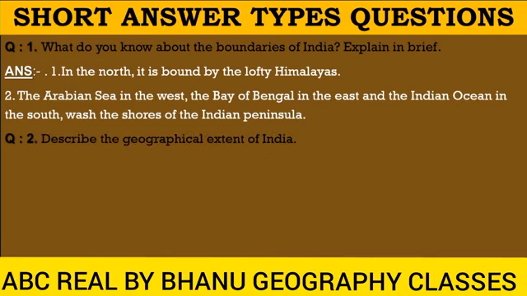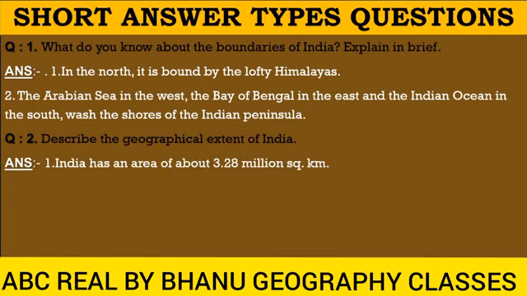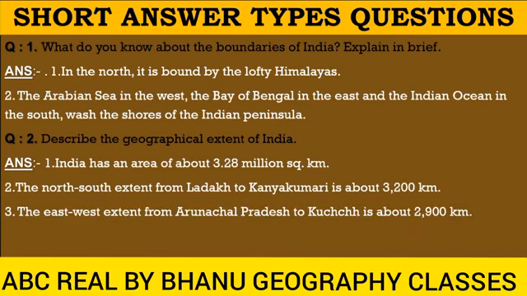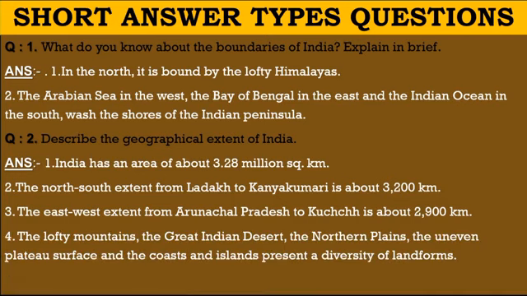Question number 2, describe the geographical extent of India. Answer of this question is, first, India has an area of about 3.28 million square kilometer. Second, the north-south extent from Ladakh to Kanyakumari is about 3,200 kilometer. Third, the east-west extent from Arunachal Pradesh to Kutch is about 2,900 kilometer. Fourth, the lofty mountains, the Great Indian Desert, the northern plains, the uneven plateau surface, and the coasts and islands present a diversity of landforms.